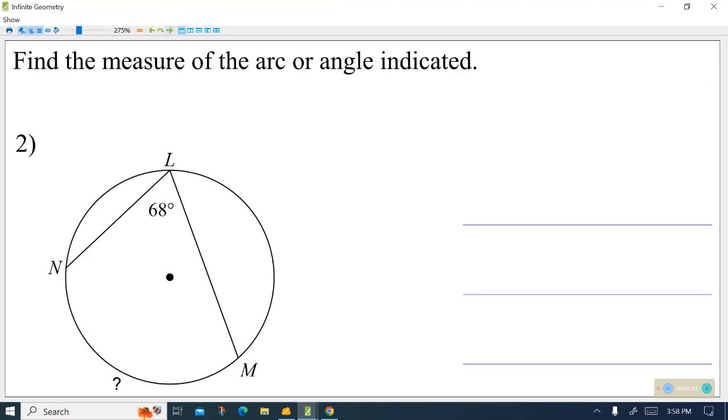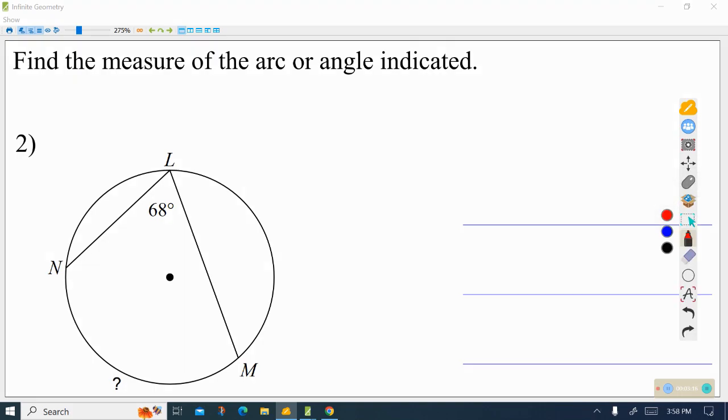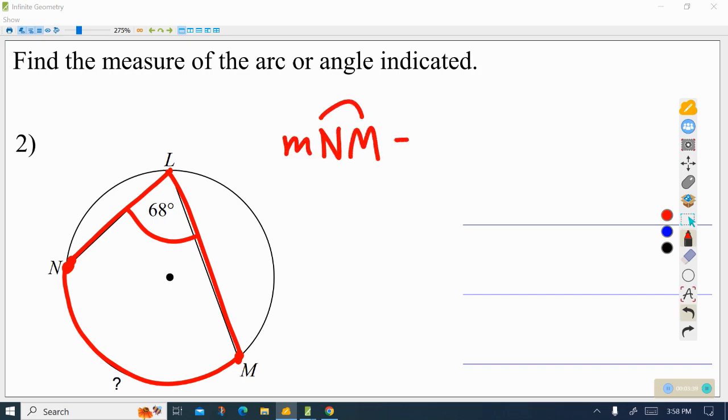So we take a look at number 2. Again, we want to always keep sight of what we're doing. I always feel like if I go too fast, you might be able to get the right answer but have no idea what's going on still. So this arc is intercepted by this angle at 68 degrees. We can see that this angle touches at L and it touches at M. So that tells me that the measure of this arc NM is going to be equal to 2 times the measure of this angle, which is 68, because that is an inscribed angle.